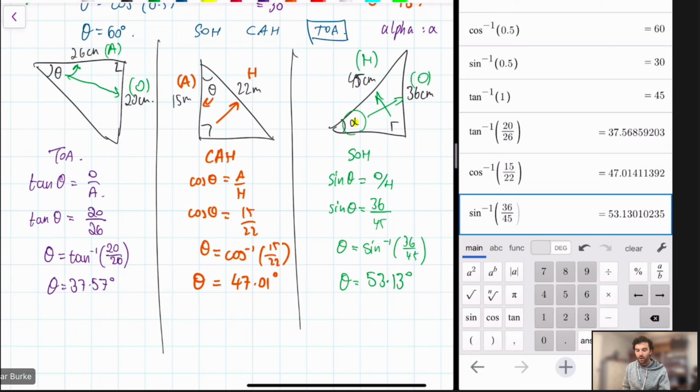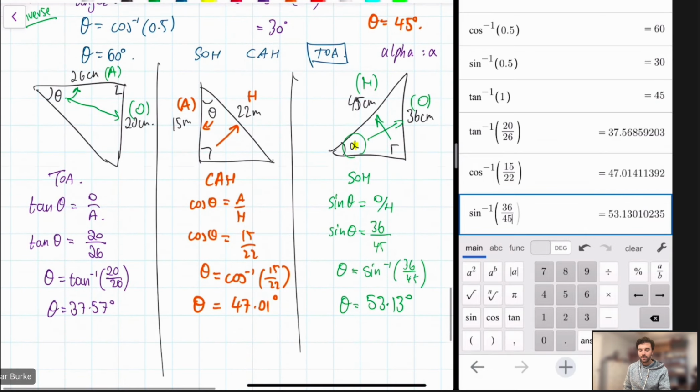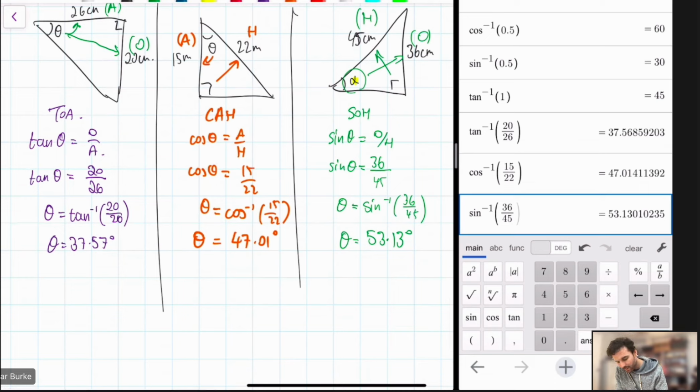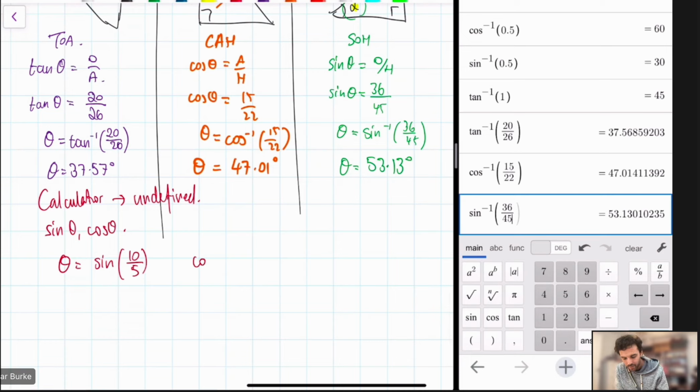We can now solve and find angles for all 3 cases using this process. Now, one final note, what happens if your calculator says undefined? Well, this typically happens for sine and cosine. What happens there is if you put in, say for instance, this is 10 and this is 5, you will definitely get a broken answer. It's not possible. Same for this one here.